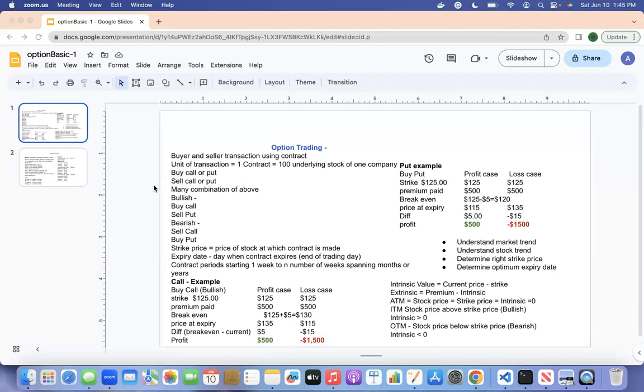So that's a big difference from stock trading, where you can buy one stock or more, or even a fractional stock. Here you can buy contracts: 1, 2, 3, as many contracts as you want to buy. Each contract will have 100 underlying stocks, right?